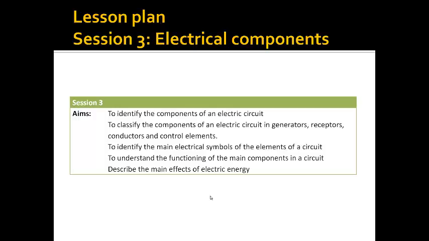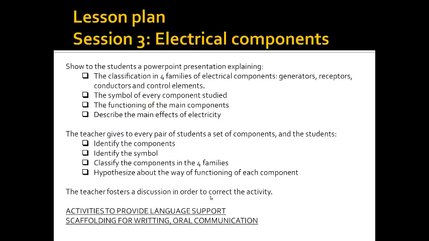Here you will find a list of the aims of session number 3. The aims will be to identify the components of an electric circuit, to classify the components of an electric circuit in generators, receptors, conductors, and control elements, the 4 families of components, to identify the main electrical symbols of the elements of a circuit, to understand the functioning of the main components in a circuit, and to describe the main effects of the electric energy. The task plan of session number 3 will be the following.